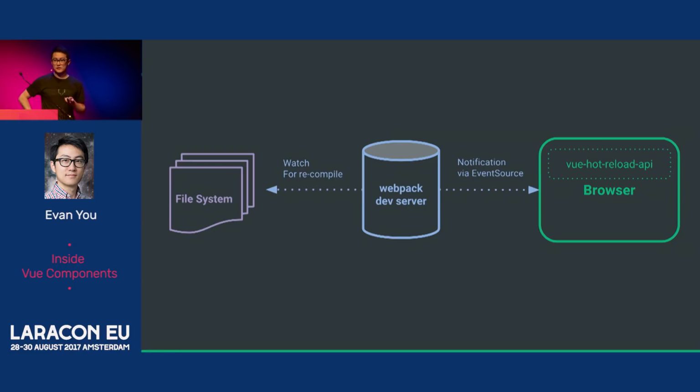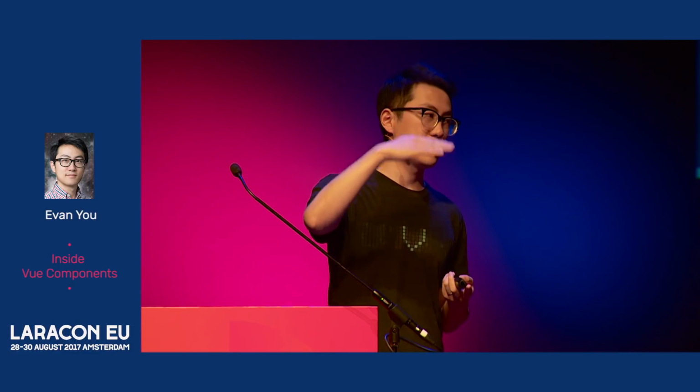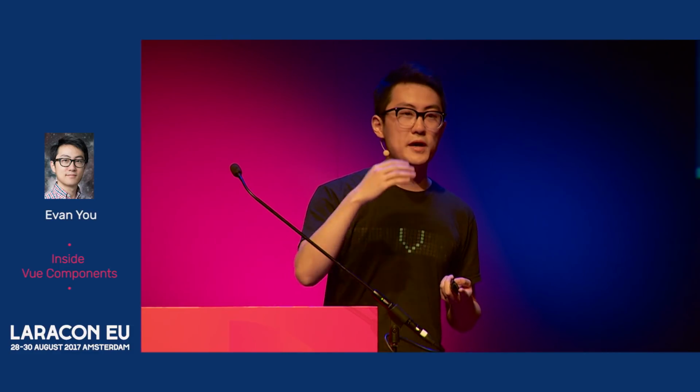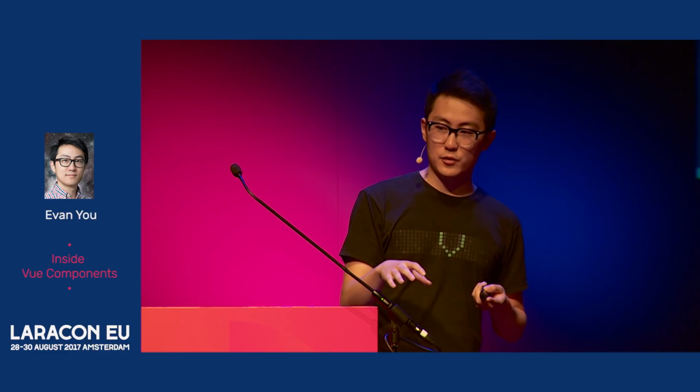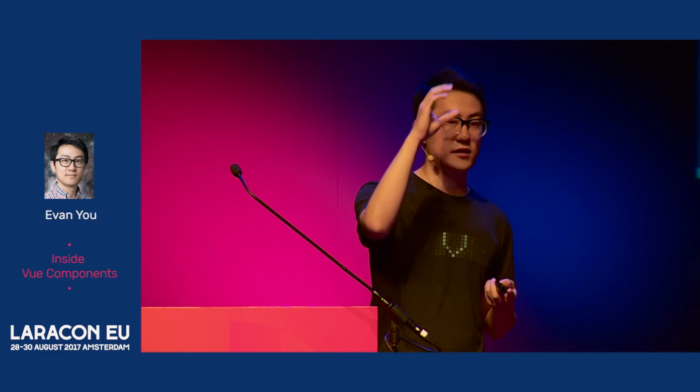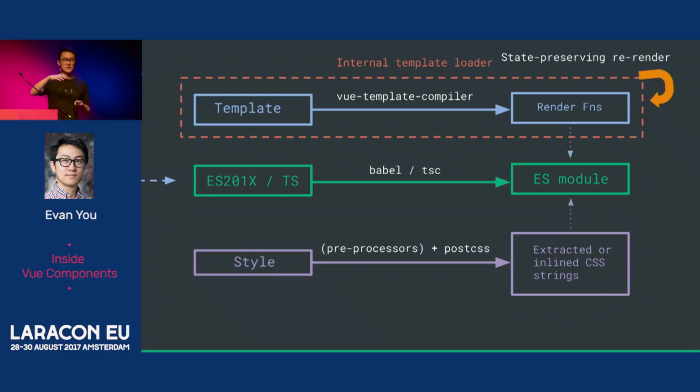And we actually do this in a very fine-grained way. Remember that because each Vue component splits into so many parts, we actually get different separate notifications for each part. So if you edit the template and save it, we'll receive a notification that the template has changed. If you edit the JavaScript, it will receive a notification that the JavaScript changed. And similarly for styles. So we can adopt different hot reloading strategies depending on the type of notification we get.